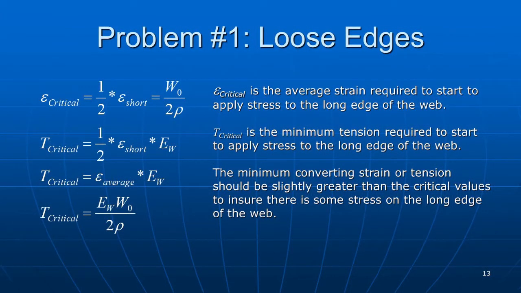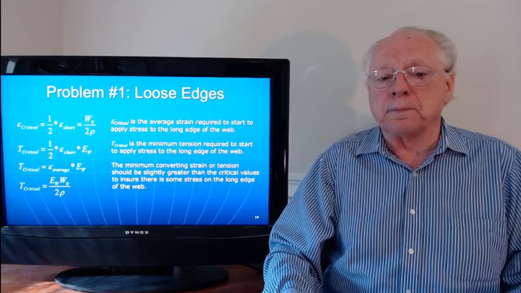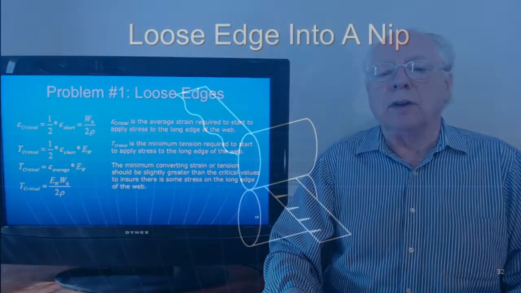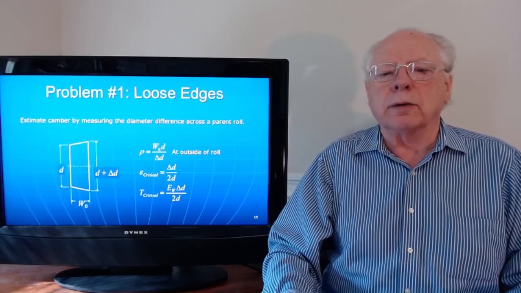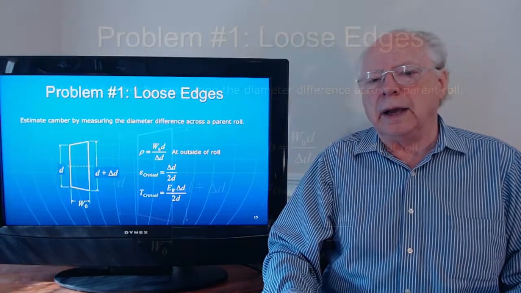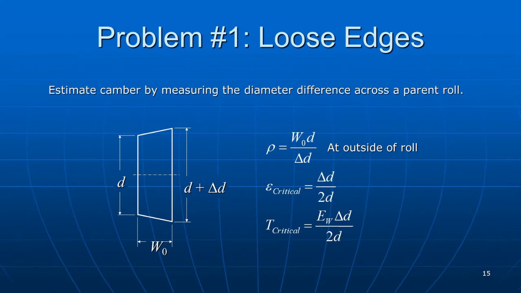Width and radius should be in the same units, and whatever units are used for modulus will be the same for tension. So again, as camber and web width increase, more tension is needed to straighten the web and pull out the looseness. When a web with a loose edge enters a nip, the extra length of the loose edge can accumulate in front of the nip until it is drawn into the nip, forming a cross-direction wrinkle. The critical strain and tension can also be estimated if you know the diameter difference across the parent roll.